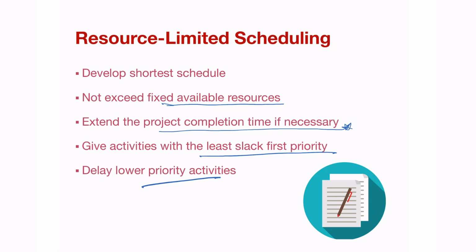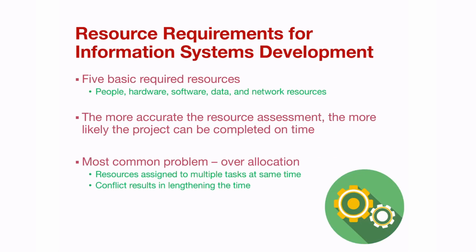Delay lower priority tasks and have a look at the example that's in the textbook, which looks at the resource requirements for information systems development. You look at the 5 basic resources that are needed, which are people, hardware, software, data, and network resources. And the most common problem that you have with resource allocation is over allocation. Resources assigned to multiple tasks at the same time, conflict results in the lengthening of time.